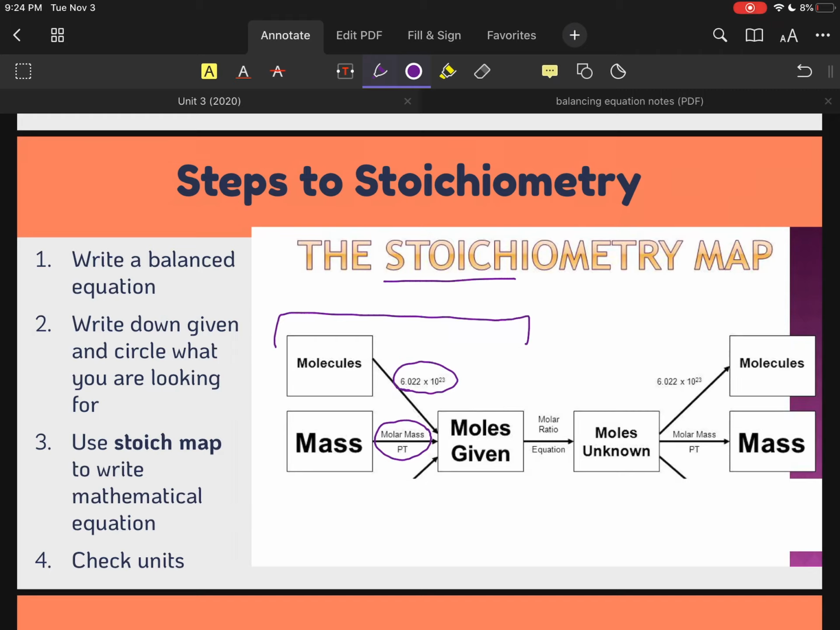What my stoich map allows me to do is go from something that I was given to being able to find the value of an unknown in my equation. So this is what's going to allow us, if we start with what we're given, to help us figure out how much we can produce. I'll go ahead and say we're probably not going to look too much at molecules at this point. We're going to focus on mass, because when we're actually performing chemical reactions, we're going to be measuring mass. We're not talking about molecules or atoms.